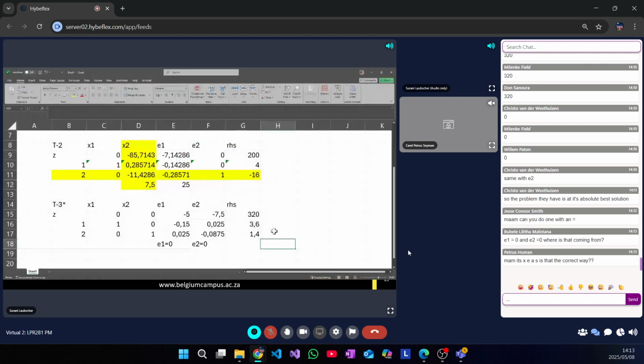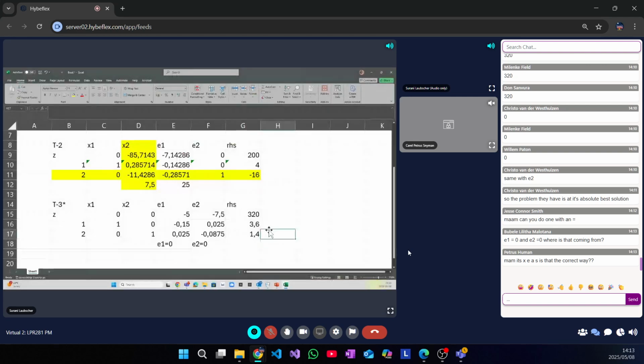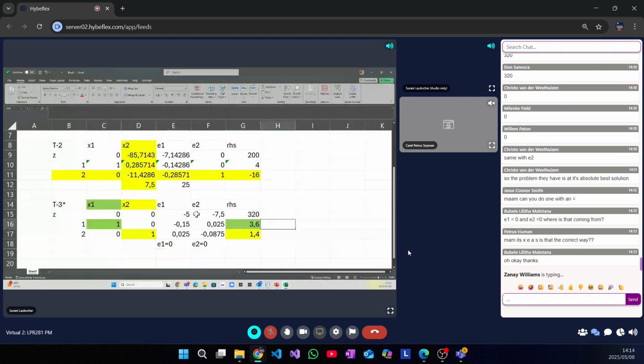Let me just go back there. E1 equals 0. Where's that coming from? It's a non-basic variable, which means it's equal to 0. This is a basic variable telling you what it is equal to. Right, so non-basic, it's equal to 0.